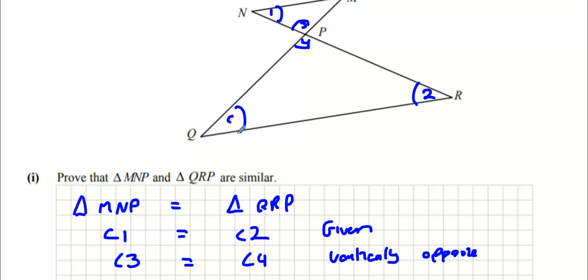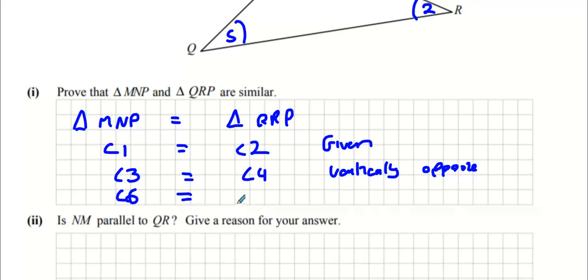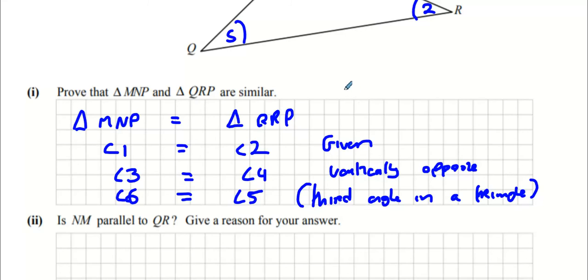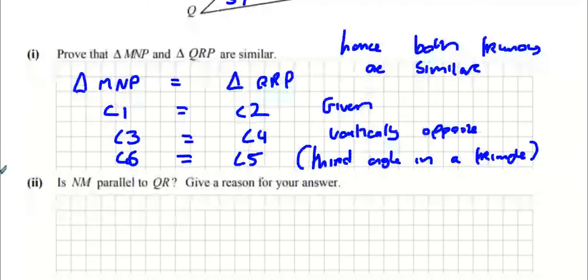Therefore angle 6 will equal angle 5, as it turns out, because I wrote it that way. So angle 6 equals angle 5. It's the third angle in a triangle. Hence, both triangles are similar. All three angles are the same. They're similar when all the angles are the same size. So it's the same shape, but it could be different lengths.